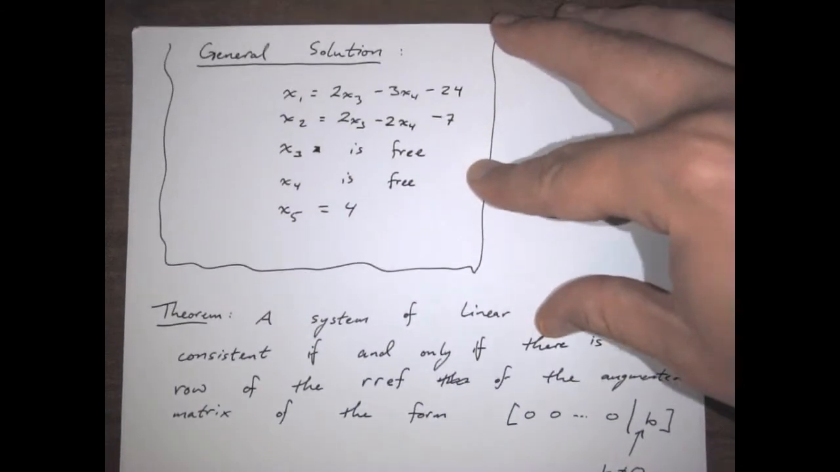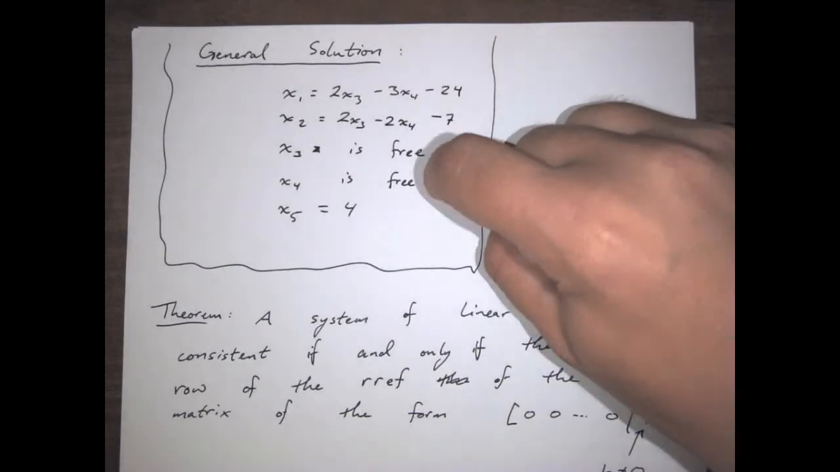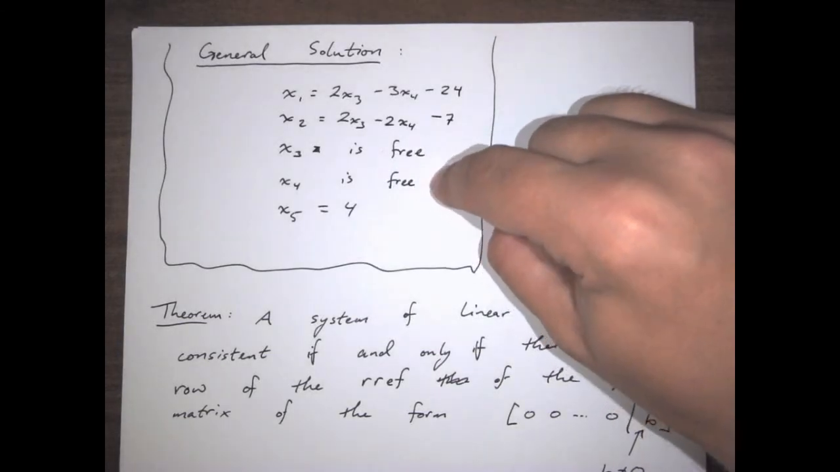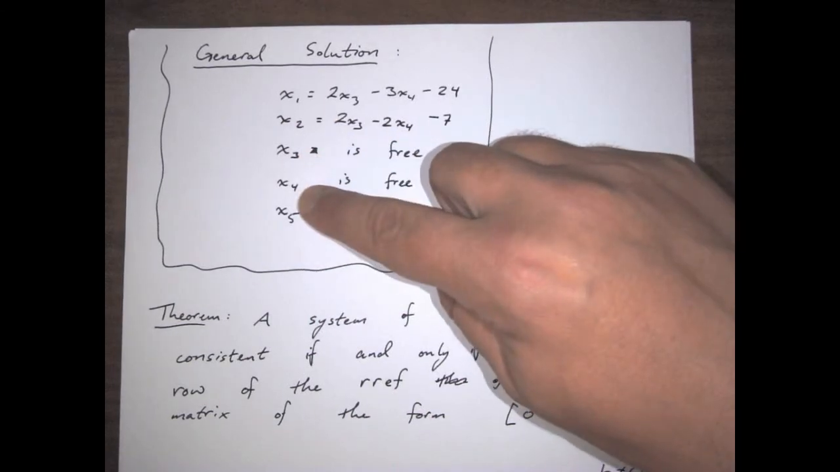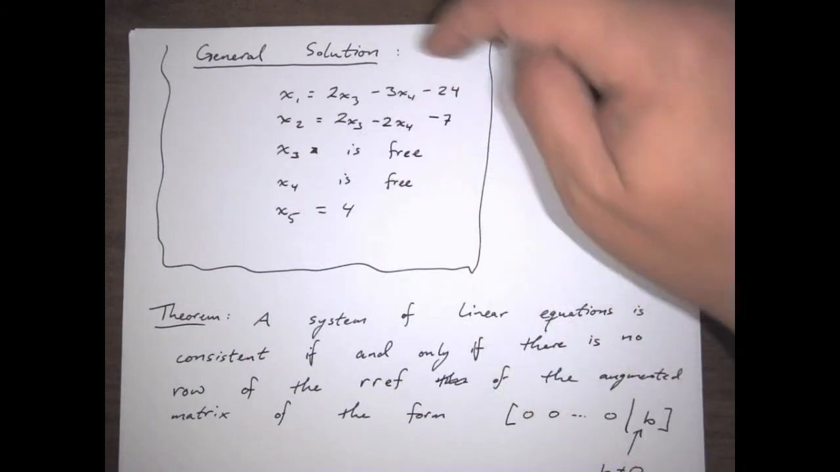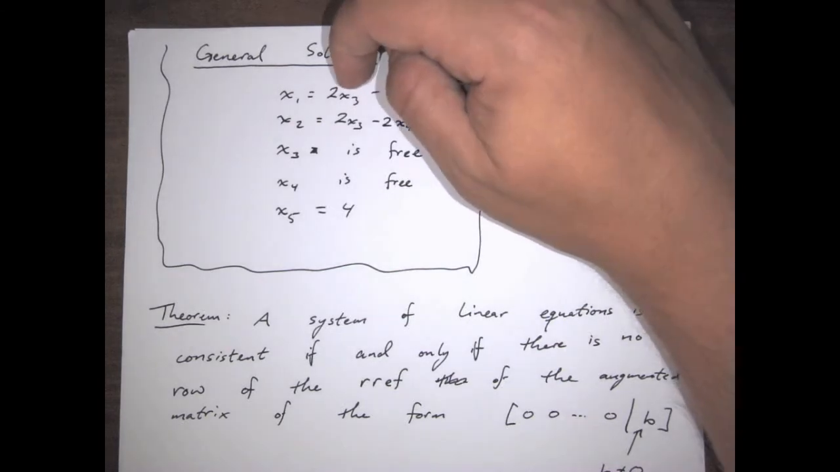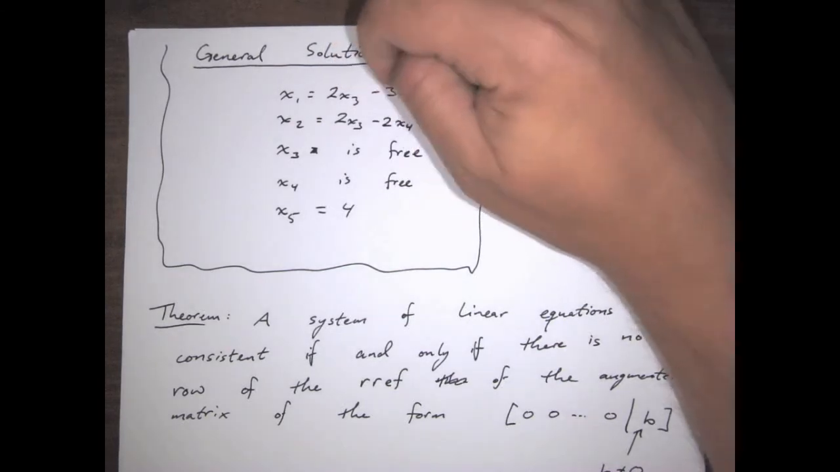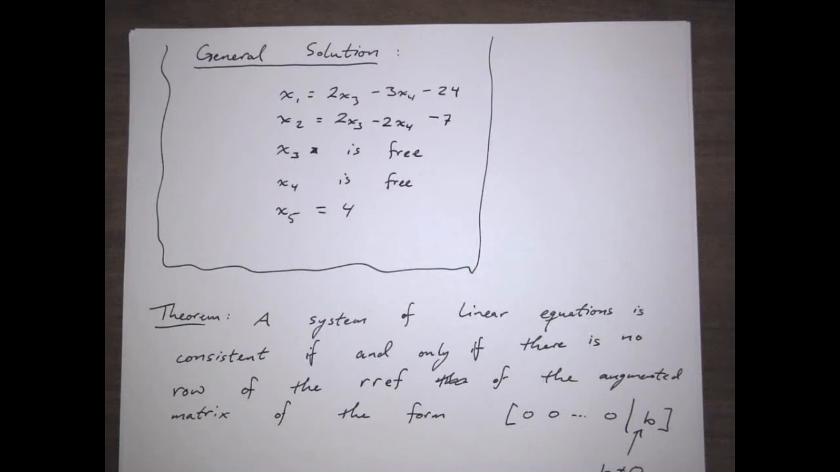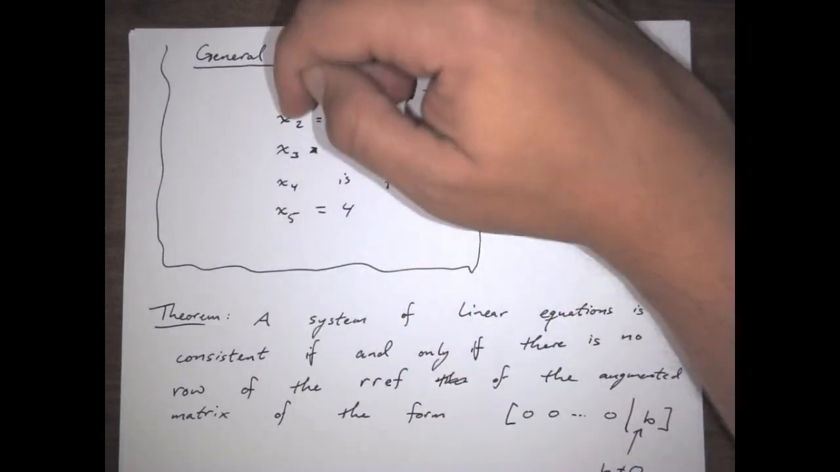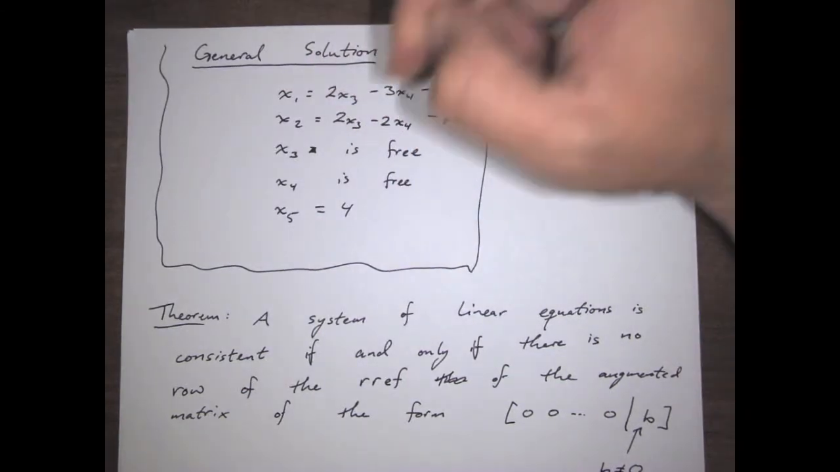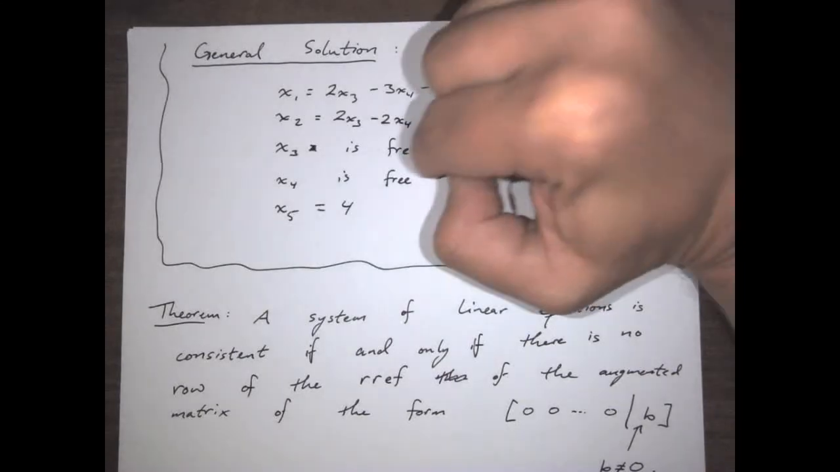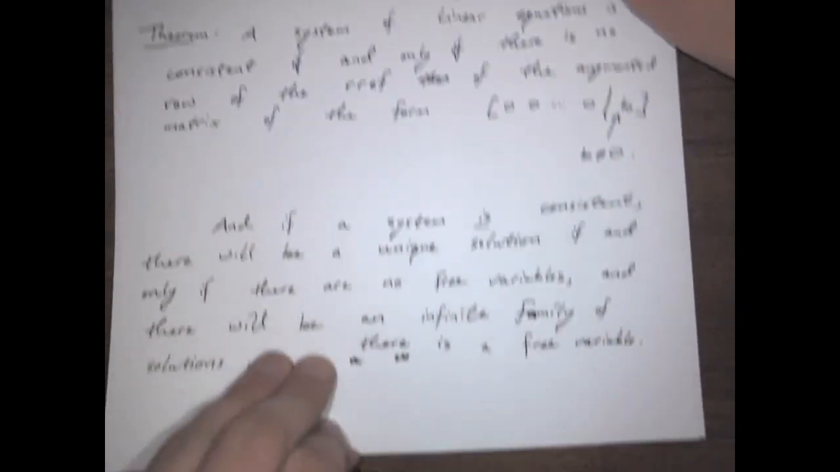So looking up here, the reason why these are free variables is they can literally have any value. You can just pick out of the sky any value you want for x3 and for x4. And then based on those values, that will determine what the values will be for x1 and x2 according to these equations. As for x5, it has to be 4. Other than that, these other two will have values that depend on what you choose for x3 and x4. And as for x3 and x4, you can choose anything you want. That's why they're called free.